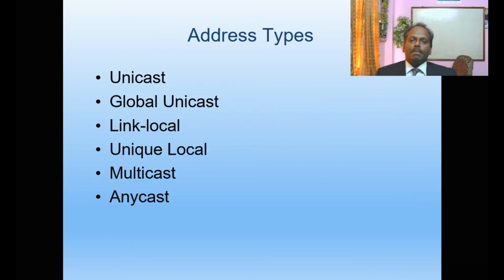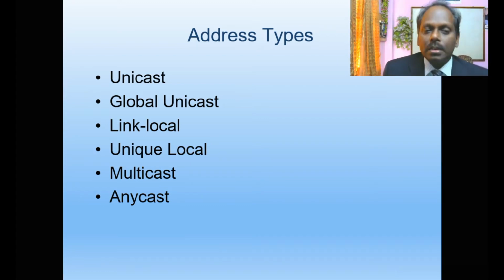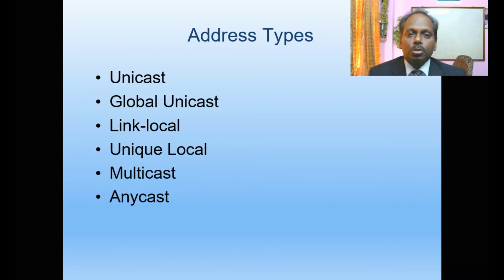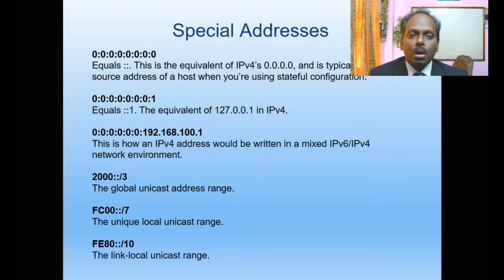So you have various types of address space: unicast, global unicast, link local, unique local, multicast, and anycast. These are the reserved addressing spaces. You can see all zeros is equivalent to IPv4 0.0.0.0, which is a stateful configuration. And remember this one, this is very important. 127.0.0.1 we call localhost in V4. The same one is represented in V6 as ::1, or 0:0:0:0:0:0:0:1. So all zeros can be represented as double colon and 1.